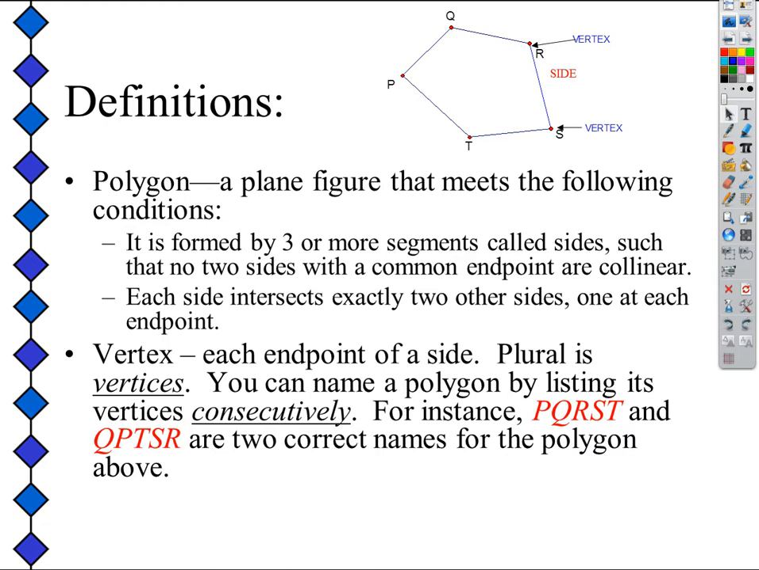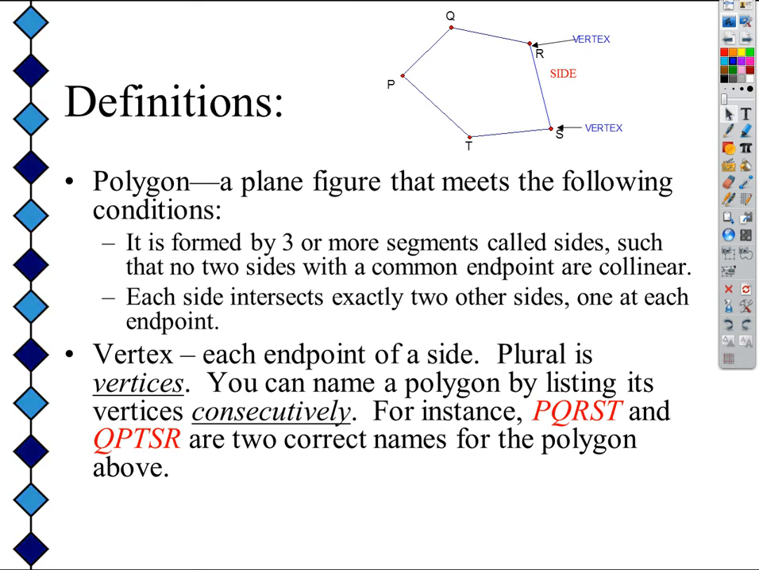Polygon is of course a plane figure. What's that mean if we talk about plane figures in geometry? 2D. Yeah, we can draw it on a plane, right? Plane figure that meets the following criteria. It's formed by 3 or more. You have to have at least 3. 3 or more segments called sides.